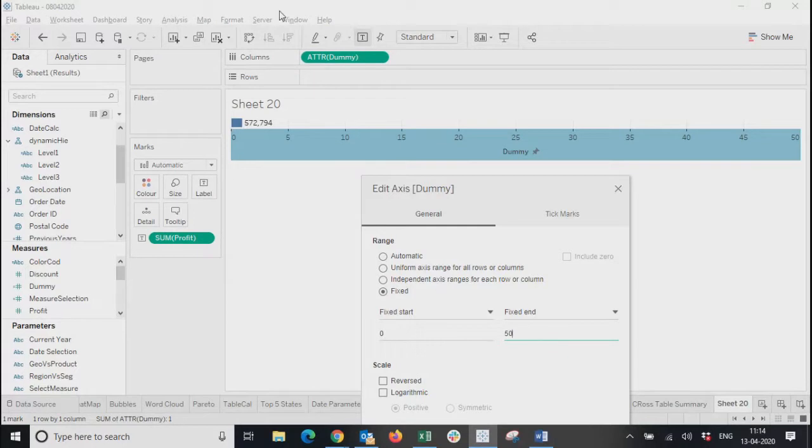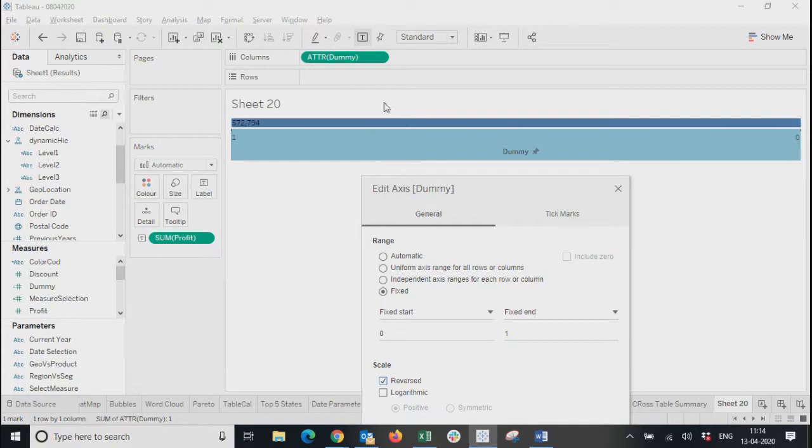So for attributes, what we generally do is keep it as 1. Why 1? Because our dummy field had a value of 1. If it had, let's say, 2, then it would be better to take 2. Why? Because in that case, it will occupy the complete width. So my dummy value had 1. I'm taking it as 1, and that's the reason from 0 to 1, it has occupied the complete column.